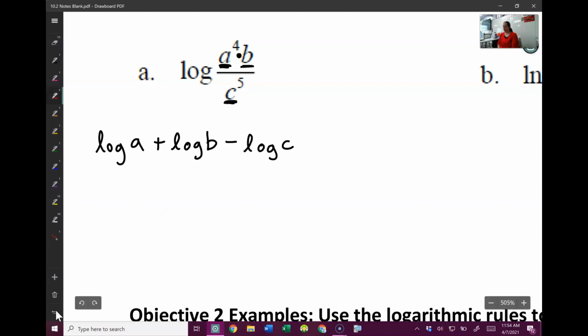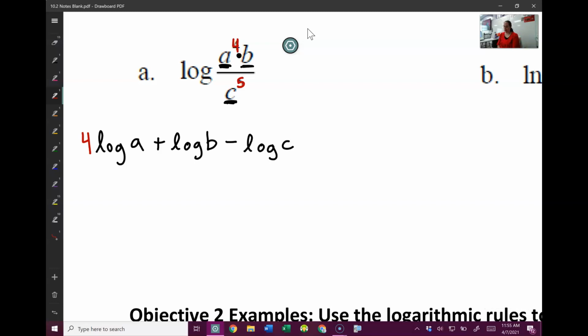I'm going to go back to my exponents. I have a 4 and a 5. Remember, the exponents get moved in front. So what I'm going to do is I'm going to take this 4 and I'm going to move it out in front. But I have to ask myself, does this exponent of 4 belong to the A, the B, or the C? Well, this exponent of 4 only belongs to the A, so it's only going to go in front of the A.